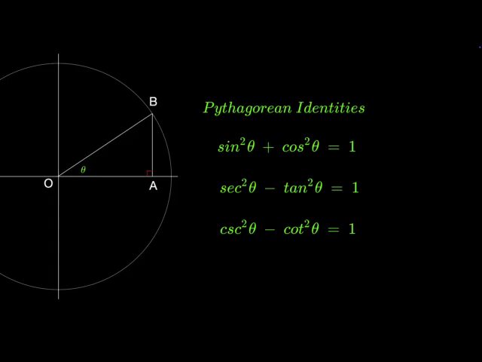But here we have three restatements of the Pythagorean theorem in terms of trigonometric functions, often referred to as the Pythagorean identities.